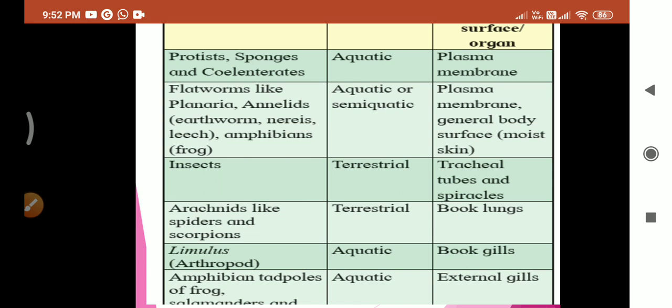Okay, so in this condition the frogs are aquatic, and for respiration they have gills. Okay, and I hope this slide is clear to all. Why is this slide important for examination? Because 1 mark or 2 mark questions are there in your question paper. Which type of respiratory organs are present in class Protista or maybe Insecta? In that time this slide will help you.